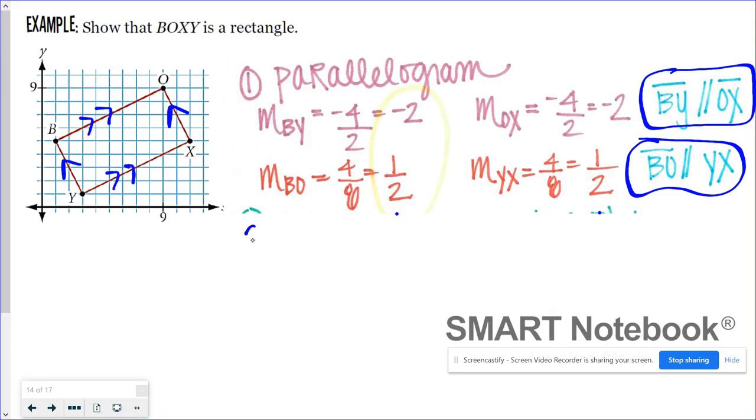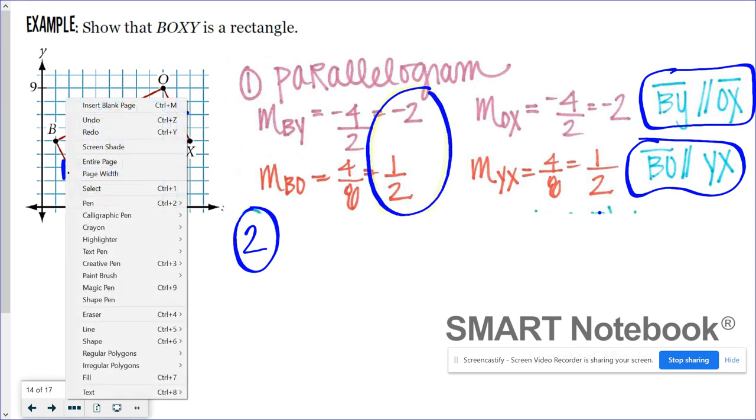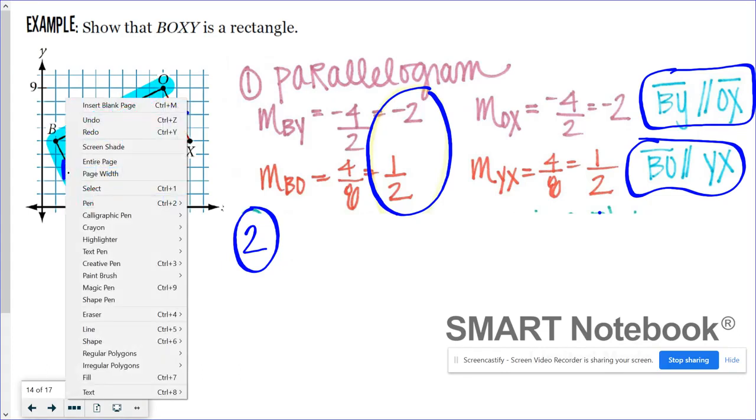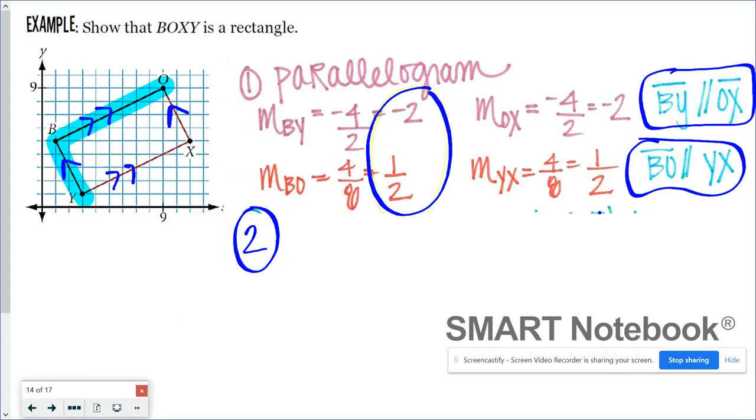In order to show that it's a rectangle, I need to show that consecutive sides are perpendicular. Well, if you look right here, BY and BO are consecutive sides. Let me identify those in the diagram. Here's BY and here's BO. So they are consecutive sides, and I want to prove that they are perpendicular.